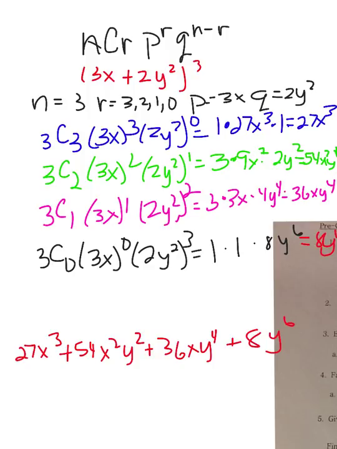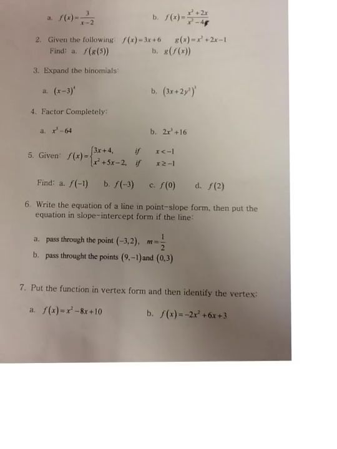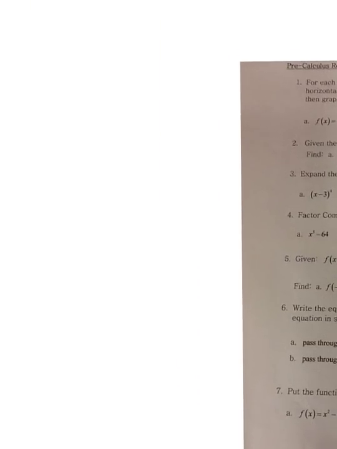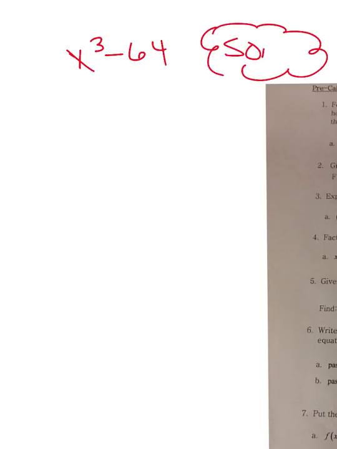Okay, so let's take a look at 4. Okay, so 4 is to factor completely. Alright, so I have x³ - 64. That is not the difference of two perfect squares, it is the difference of two perfect cubes. So let me write that down. x³ - 64. Remember, for the difference of two perfect cubes we use SOAP: same, opposite, always positive. So we get small parentheses, big parentheses.